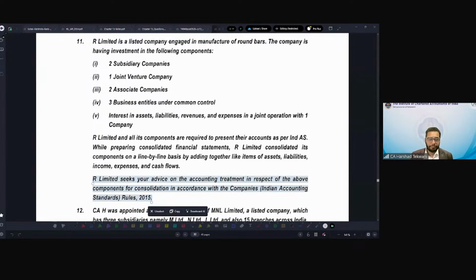Actually, this word is getting confusing to me, what is line by line actually? Each and every item, each and every respective head which was there in the parent.